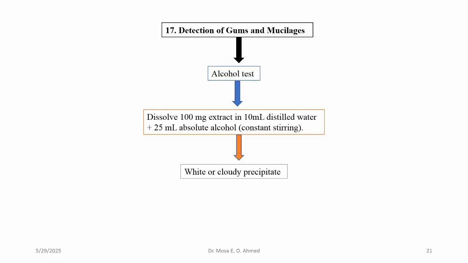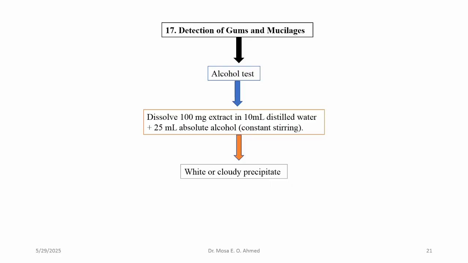The last group of chemical constituents present in the plant extract is gums and mucilage. Gums and mucilage are detected by the alcohol test as a qualitative chemical test. With the alcohol test, gums produce a white or cloudy precipitate, and the test consists of absolute alcohol added to 10 milliliters of plant extract, which consists of 100 milligrams of extract.